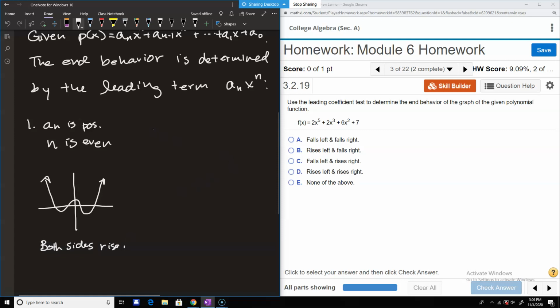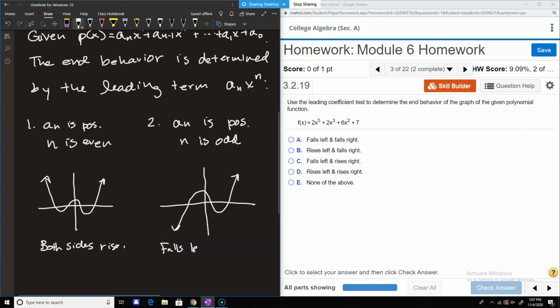And then we could think about, if a sub n remained positive, so we could have a sub n is positive, but you have the power n being an odd number, you could think about a graph like y equals x cubed. Then what happens is it falls to the left, but it rises to the right. So falls left and rises right.